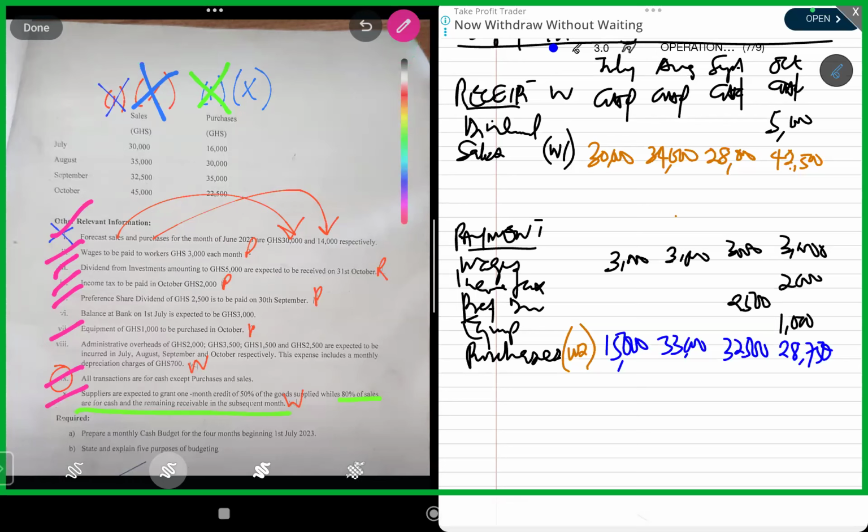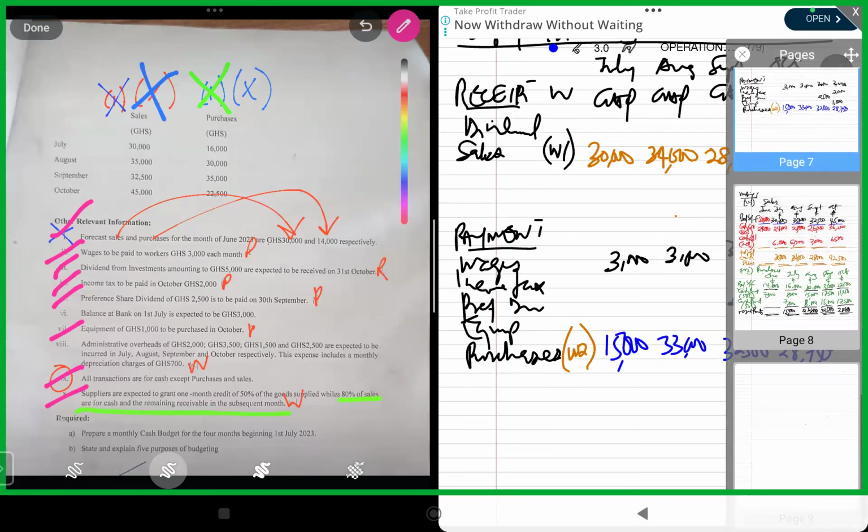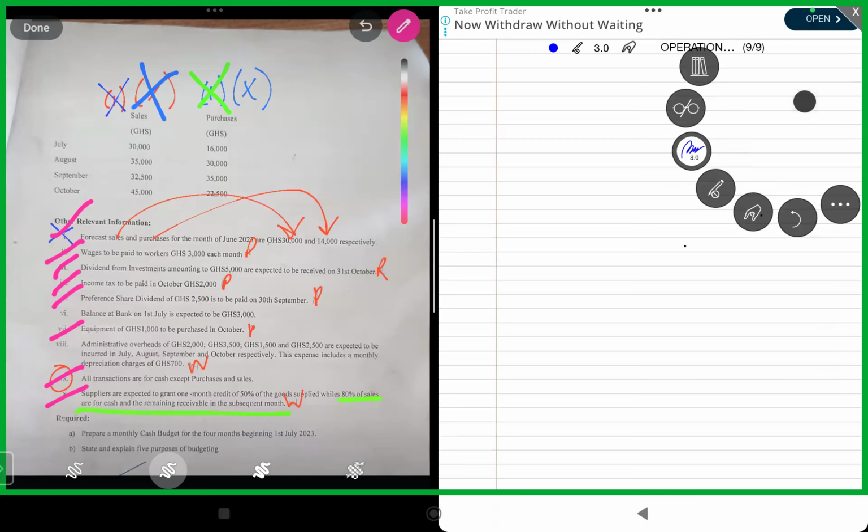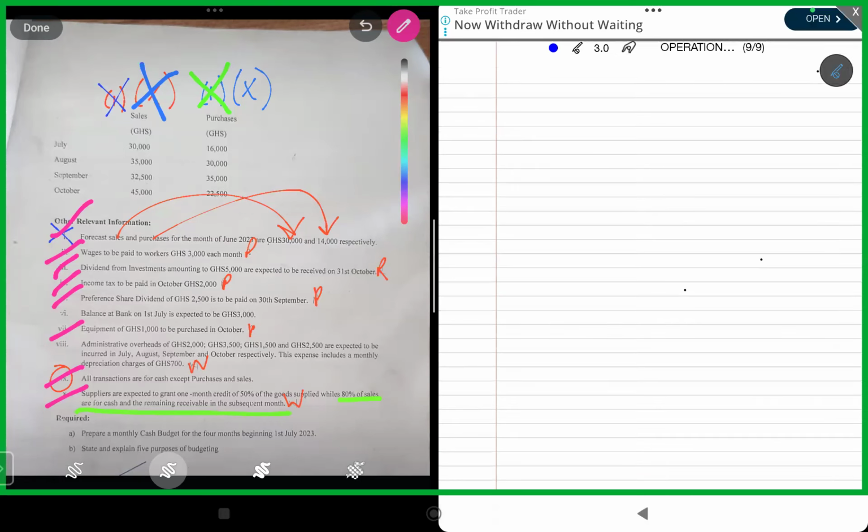Administrative overheads of 2,000, 3,000, 1,500 and 2,500 are expected to be incurred in July, August, September, and October, respectively. This expense includes a monthly depreciation charge of 700. From scratch, I explained that when it comes to the cash budget, non-cash expenses are eliminated. So we go to working 3.